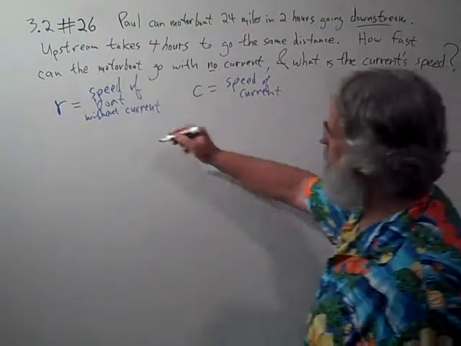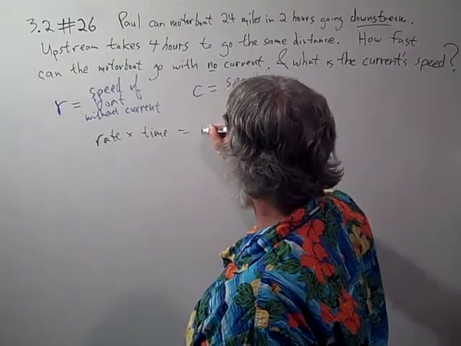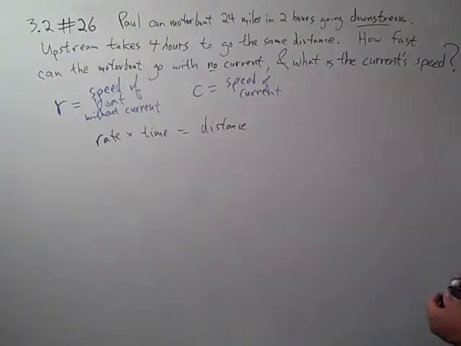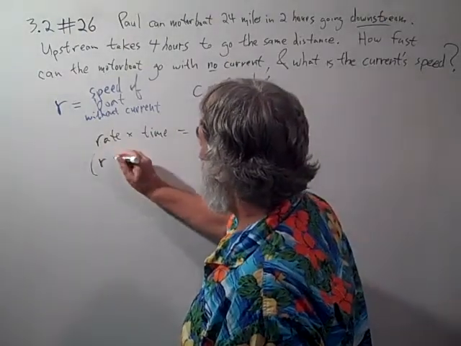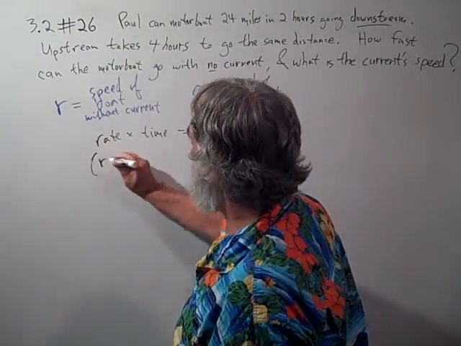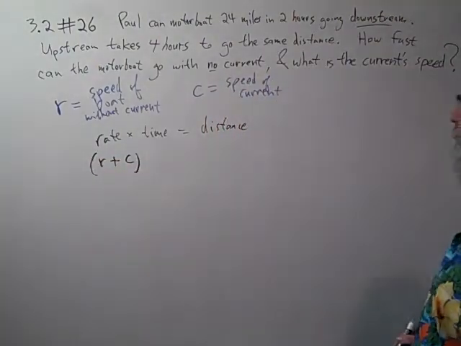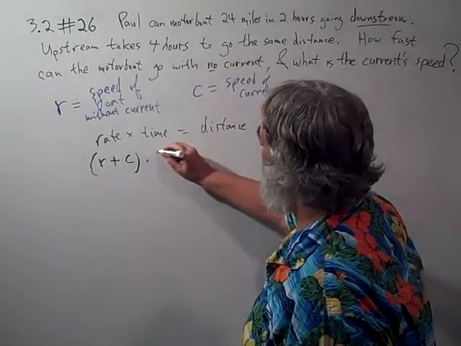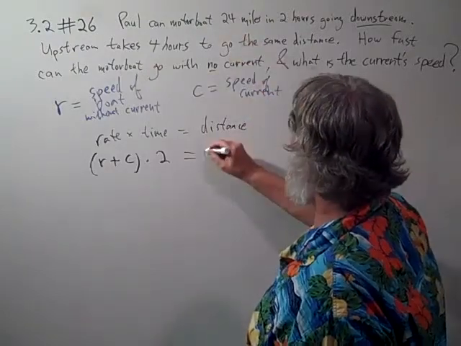So we know that rate times time is equal to the distance. Rate times time is equal to distance. So the speed of the boat going downstream, going with the current, is R plus the speed of the current. So that's the speed of the boat in still water without a current plus the speed of the current. That's how fast he's going downstream. And it's for the time of 2 hours, so t, the time, will be 2. The distance is equal to 24 miles.